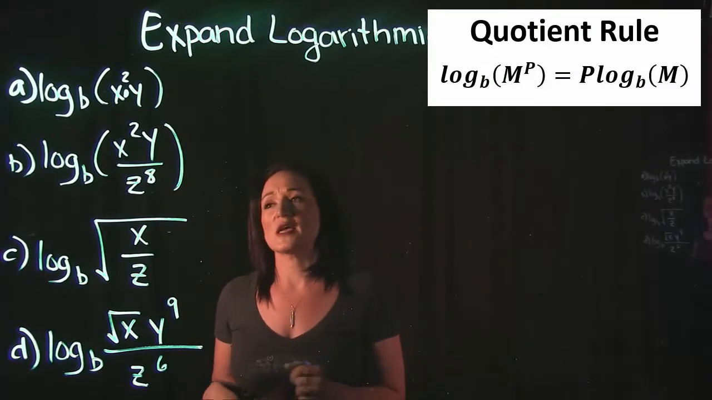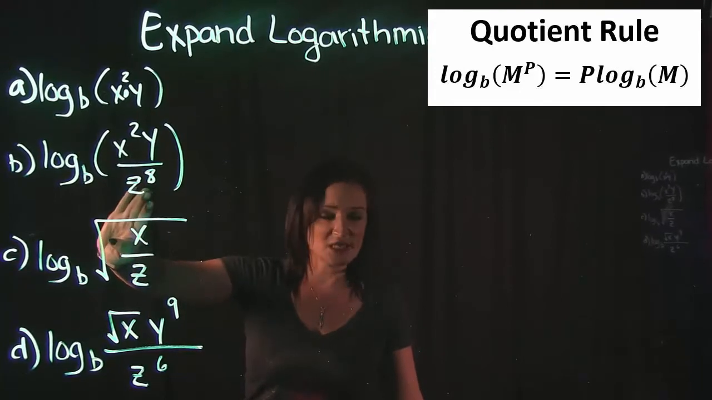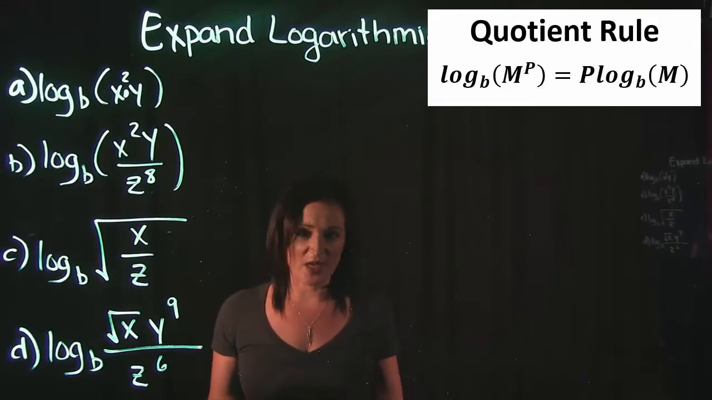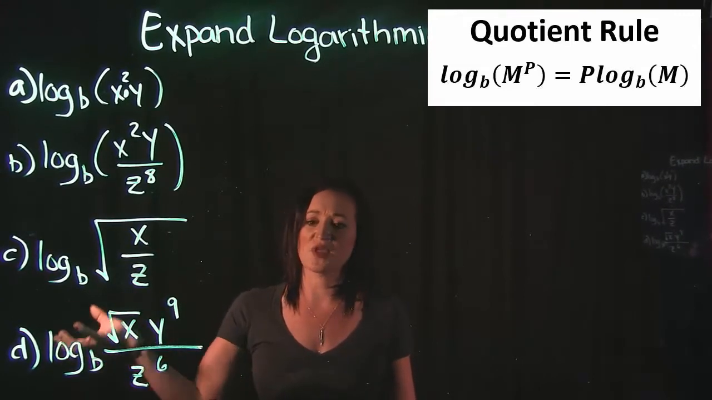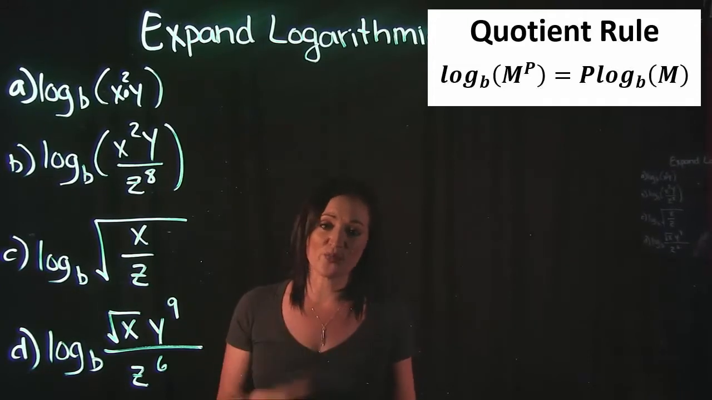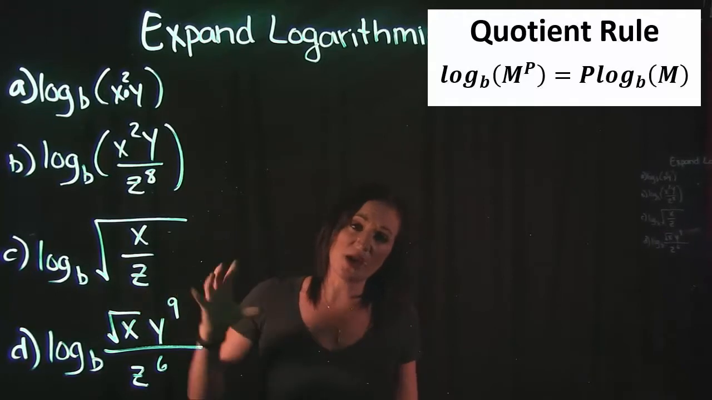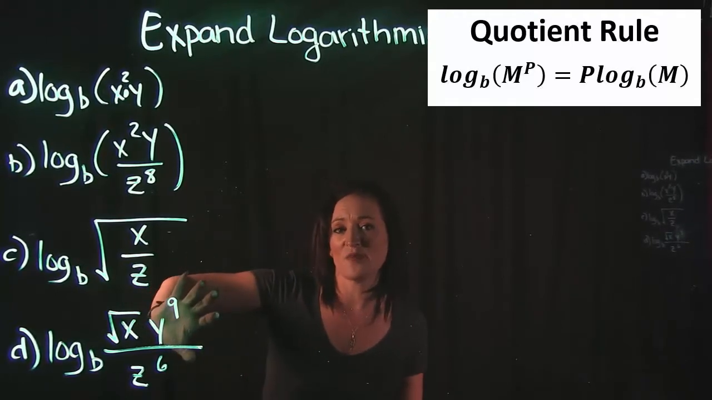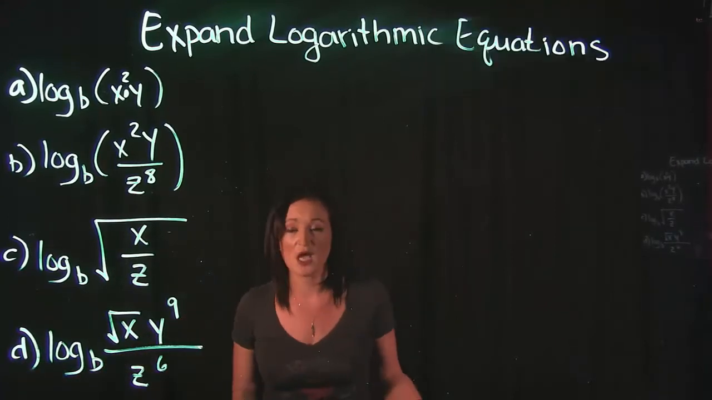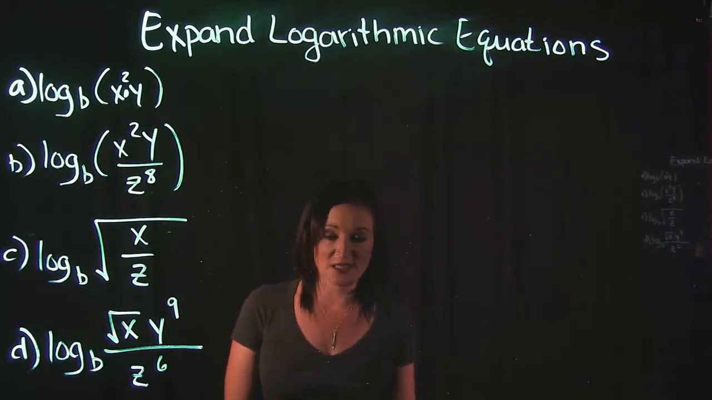So the power rule says if you have a power, like we have x squared, z to the 8th, even a square root is considered a power, because remember, a square root is the same thing as raising something to the 1/2 power. So the way that the power rule works is if you have an exponent, you expand that by taking that exponent and it becomes the coefficient of the log, so it goes in the front. So those are the three main important rules as it pertains to expanding and condensing logs.